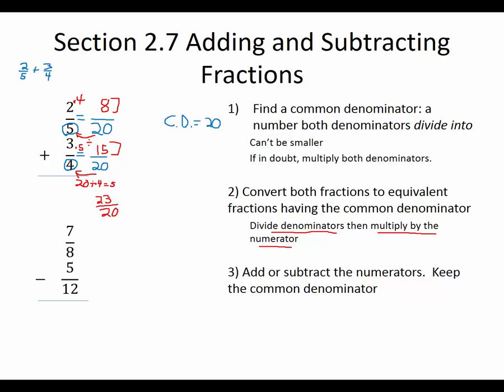There's nothing that I can divide 23 by. It's a prime number. 20 can be divided by 2 and 4 and 5 and 10, but none of those are going to go into 23. So this is my final answer, 23/20.